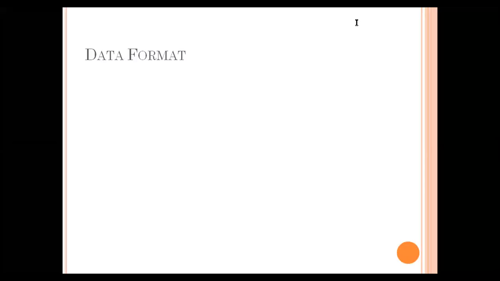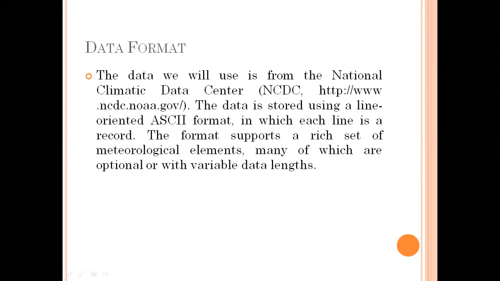So, how will the data format be? The data will come from the National Climate Data Center, that is NCDC. It is a government site. See the last part of the address, what is the meaning of this GOV? What do we call this GOV?